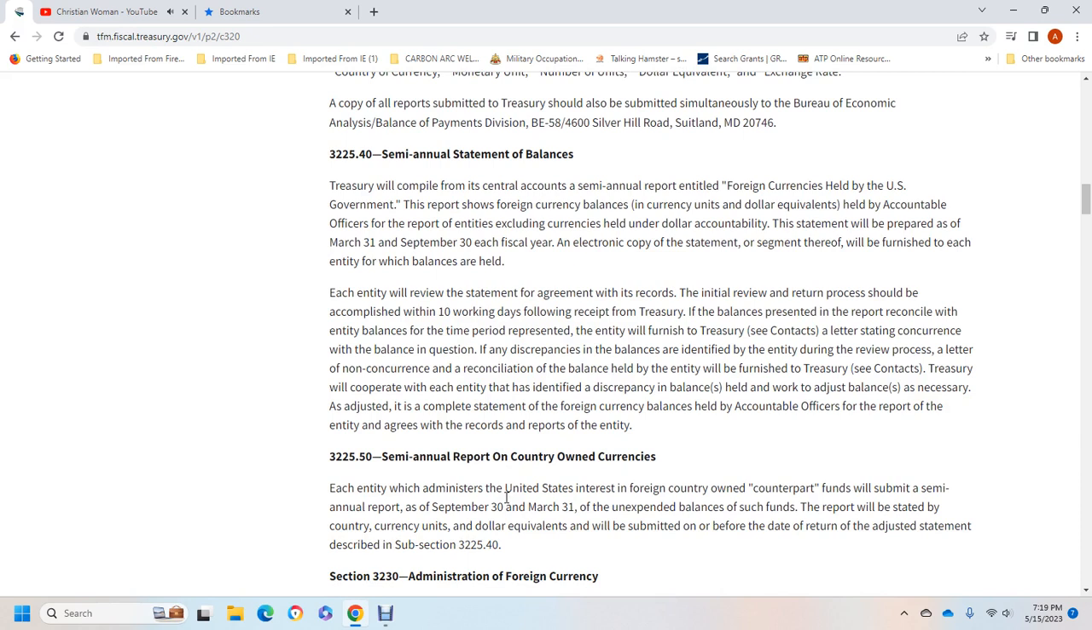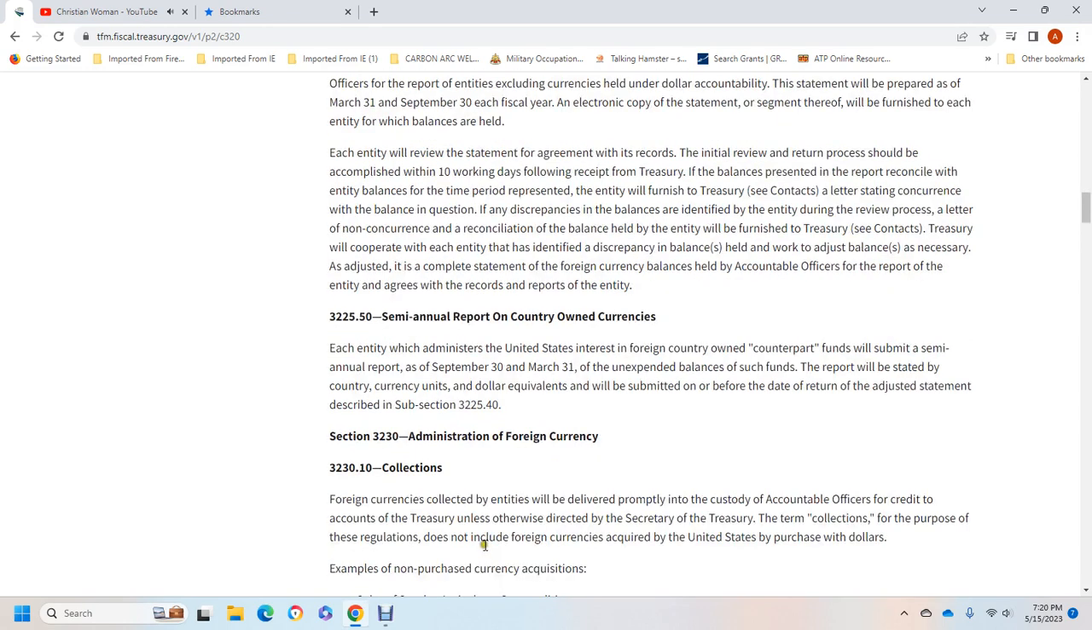2550 Semi-annual report country-owned currency. For each entity of the Ministry of the United States interest for the foreign government and country-owned counterpart funds, submit a semi-annual report, September 30th and March 31st, of the unexpected balance of such funds. The reports will be stated with the country current units of the dollar equivalent, submitted before the date of the return adjustment statement described in subsection 322540.